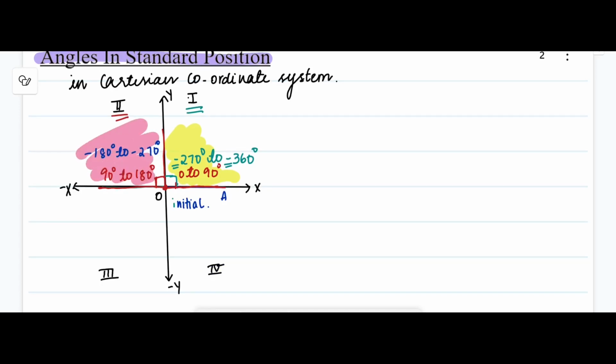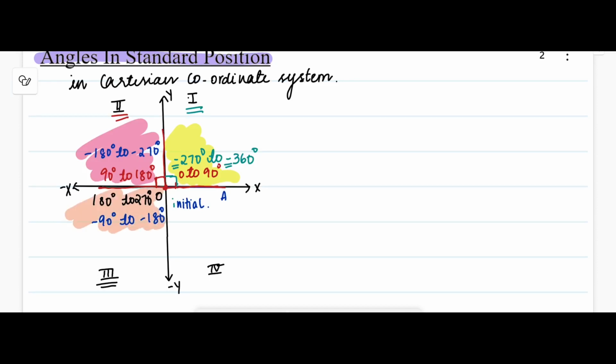For the third quadrant, when the ray is rotating in an anti-clockwise direction and when its final position is anywhere between 180 degrees to 270 degrees, it is said to be in the third quadrant. And when it is rotating in a clockwise direction, it will be minus 90 degrees, and from minus 90 degrees to minus 180 degrees. Minus 180 degrees is forming a straight line. When the ray is rotating in a clockwise direction, if its final position falls anywhere between minus 90 degrees to minus 180 degrees, it is said to be in the third quadrant.